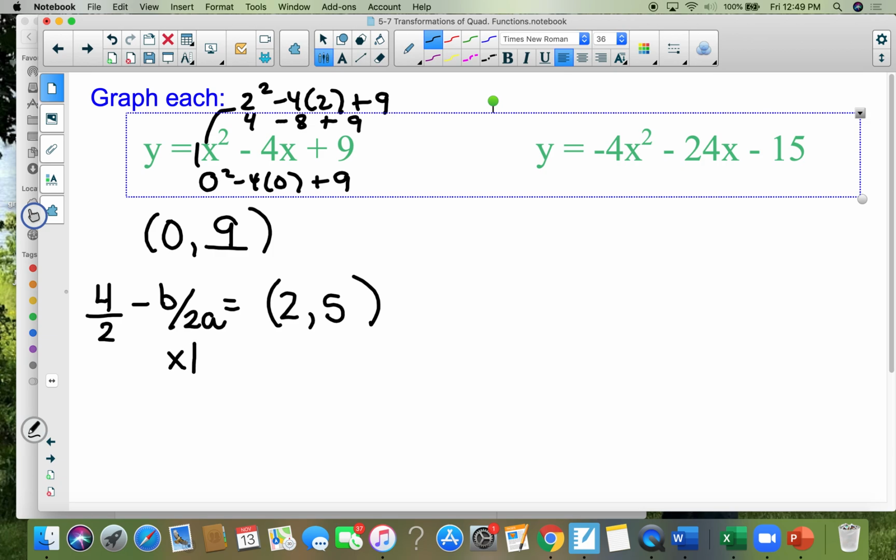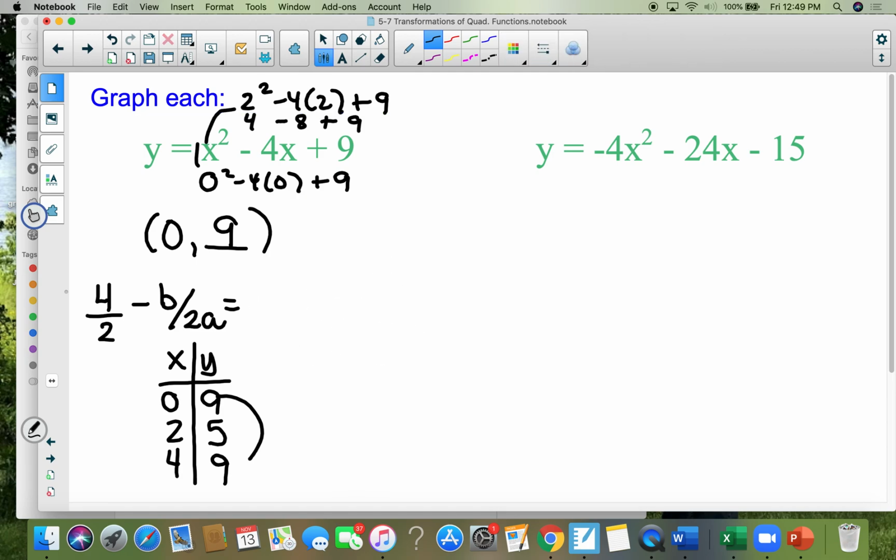And then you make yourself your chart just like you did in 5.1. The 2 and the 5 go in the middle. The 0, 9 goes before the 2. It goes 0, 2, and the next number would have to be a 4 then, because the x's are counting by 2's, and if this is a 9, this is a 9. So, we will graph these 3 points.